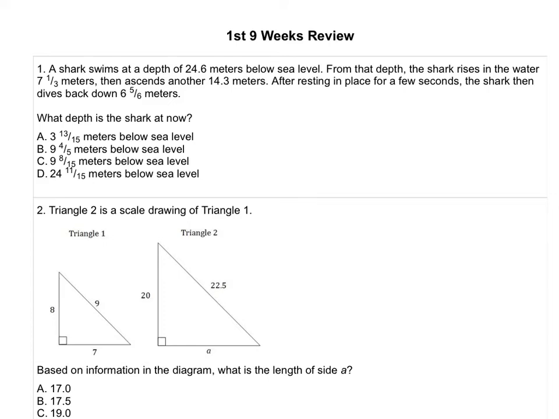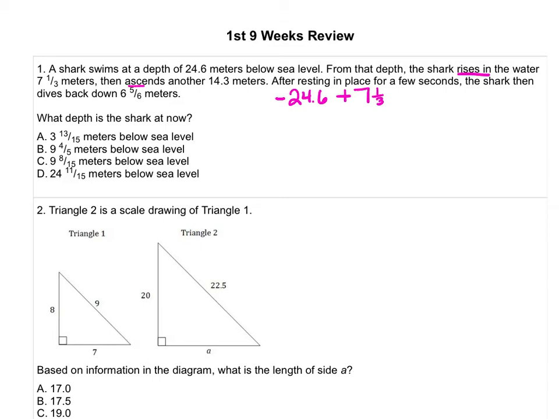Okay, this is the first half of the 7th grade review for the 9 weeks exam. This is review A. Number 1, a shark swims at a depth of 24.6 meters below sea level. So it starts at negative 24.6. From that depth, the shark rises in the water 7 1/3 meters. So we're going to go up by 7 1/3.